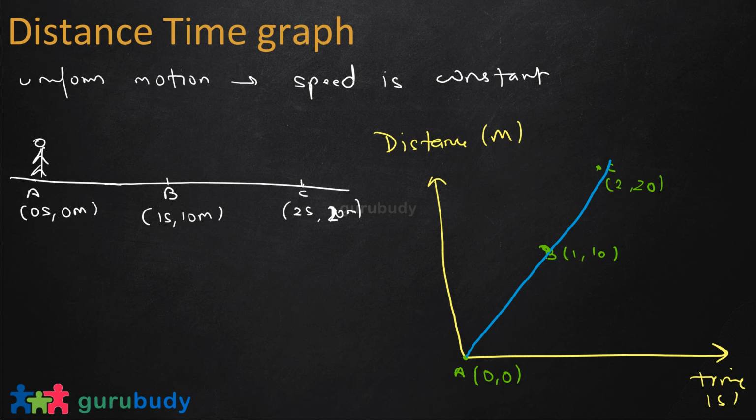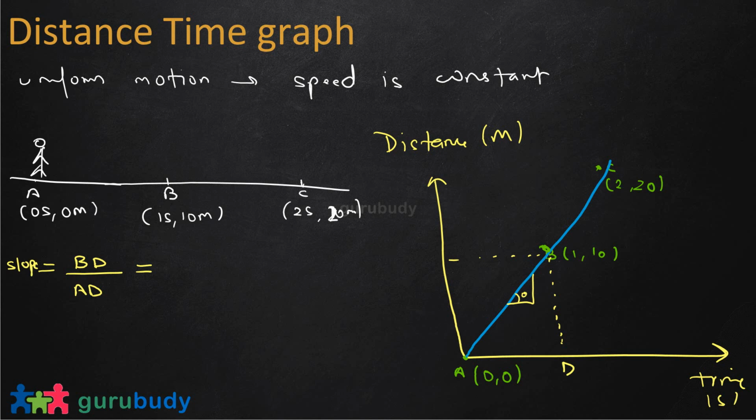Another way to look at it is the slope of this graph, which is tan theta. The slope of this graph is basically the speed. If I want to calculate the slope of this graph, let's mark a few more points. The slope of this graph between A and B would be BD by AD, right? So the slope would be BD by AD.